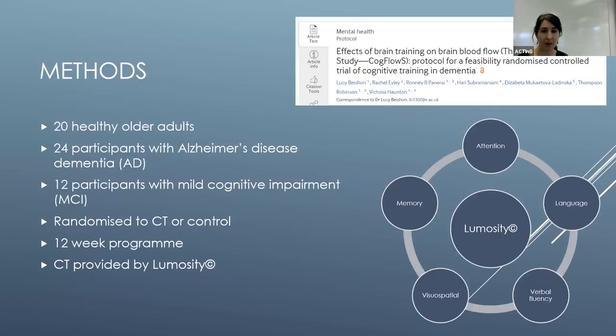ultimately, we then integrated the data using joint displays to try and profile participants based on their quantitative and qualitative outcomes. So we recruited 20 healthy older adults, 24 people living with Alzheimer's disease, and 12 people with mild cognitive impairment. And as I said, we randomised them to one of the two conditions. The training programme was provided by Lumosity, and it was targeting five key cognitive domains, which we mirrored in the vascular blood flow assessment, which I'll come on to shortly. This study looks at half of these participants because we only interviewed the people that completed the training.